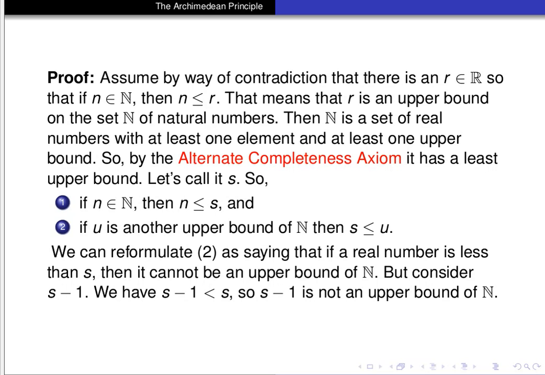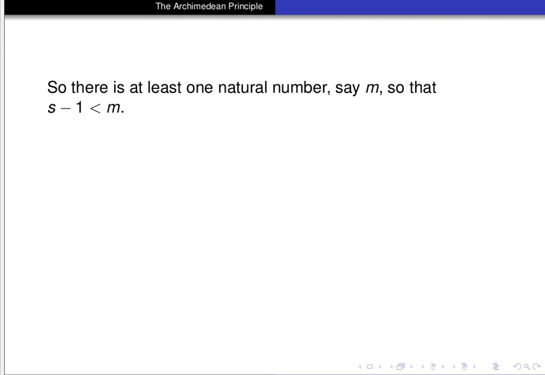Okay. Now think about what that means to say that S minus 1 is not an upper bound of the natural numbers. Well, if you were an upper bound, all the natural numbers would be below you. But if you're not an upper bound, that means there's a natural number above you. Okay, so there's at least one natural number, let's call it m, so that S minus 1 is less than m. Well, that means that S is less than m plus 1.